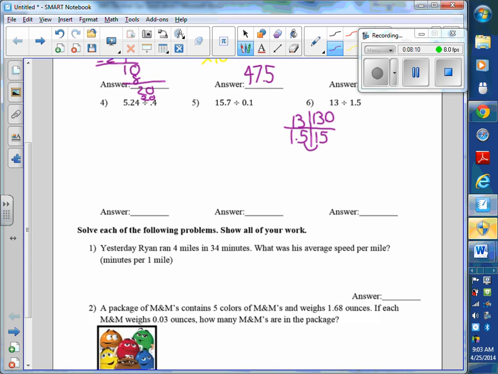How many times does 5 go into 100? Is that right? How many times does 5 go into 30? 5 times what is 30? 6. So can you see if I divide by 5? We know that 5 goes into 100 20 times, and it goes into 30 6 times, so it goes into 130 26 times. You see that? And it goes into 15 3 times.